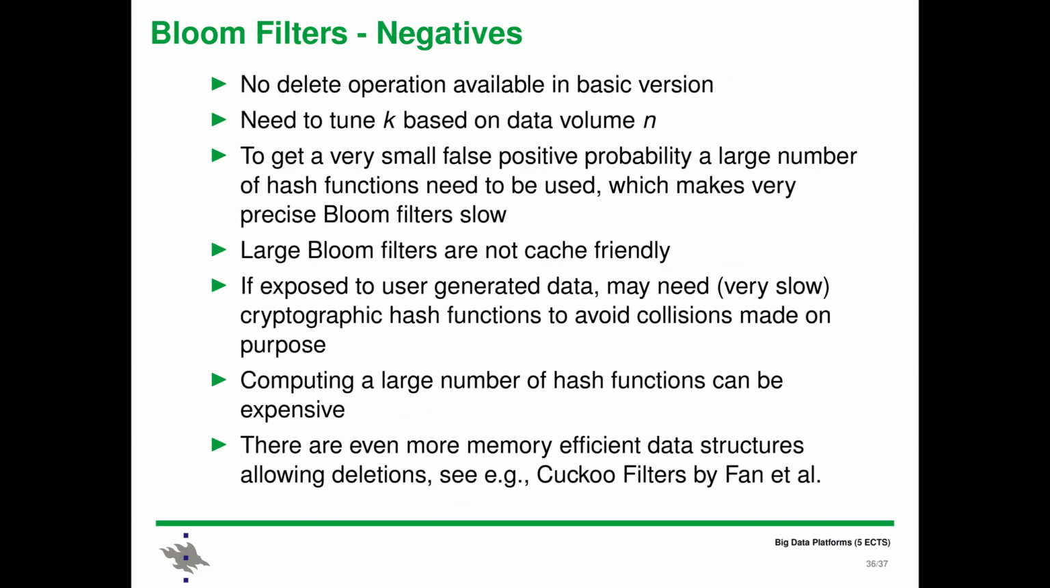The negatives are there's no delete operation in the basic version, and adding that is difficult. You need to tune k based on the data volume. However, k equals 2 is fairly good. To get very small false positive rates, you need a large number of hash functions, which makes very precise Bloom filters slow. Large Bloom filters are not cache friendly. And if exposed to user-generated data, you may want to run crypto hash functions in Bloom filters to avoid collisions made on purpose by the users. And that might be expensive.